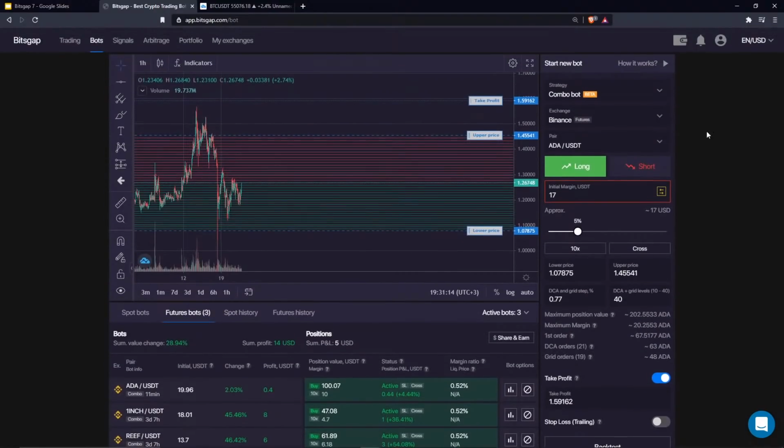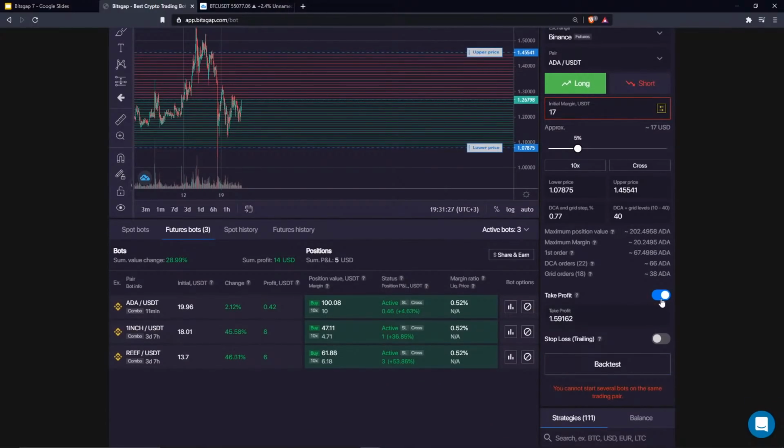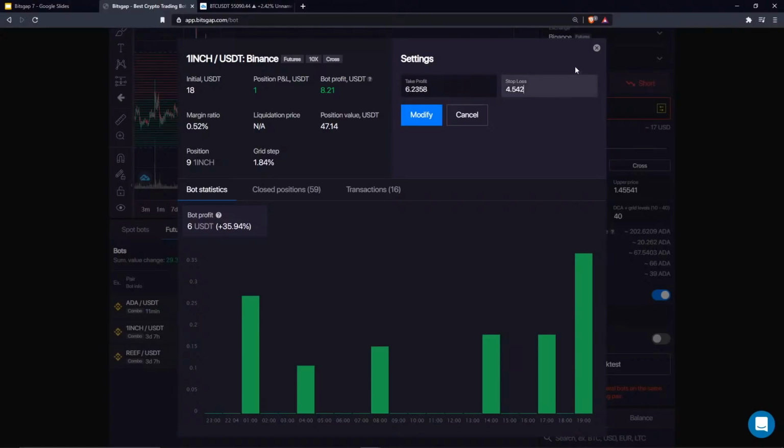So no worries if you were in a rush, if you wanted to go straight into the action and you just set the bot, you pressed start, but you forgot to set the take profit and stop loss. You can still do this afterwards. You go here, take profit, stop loss, everything is here for you.